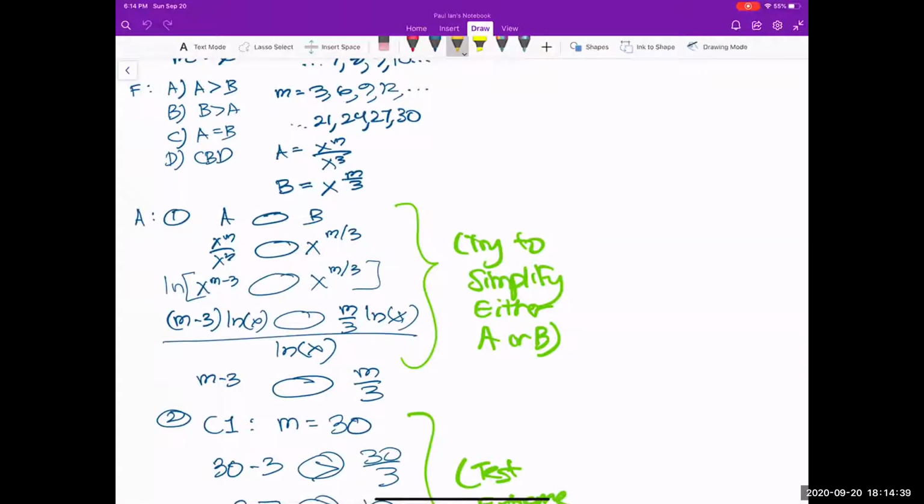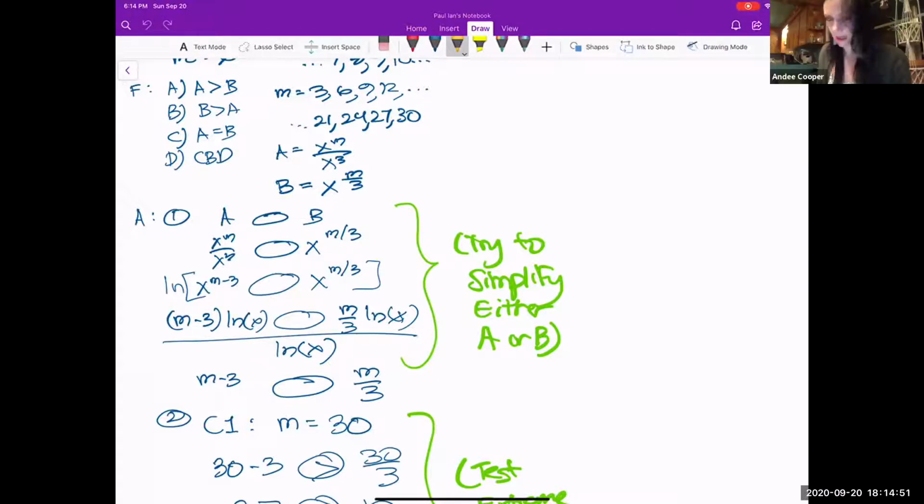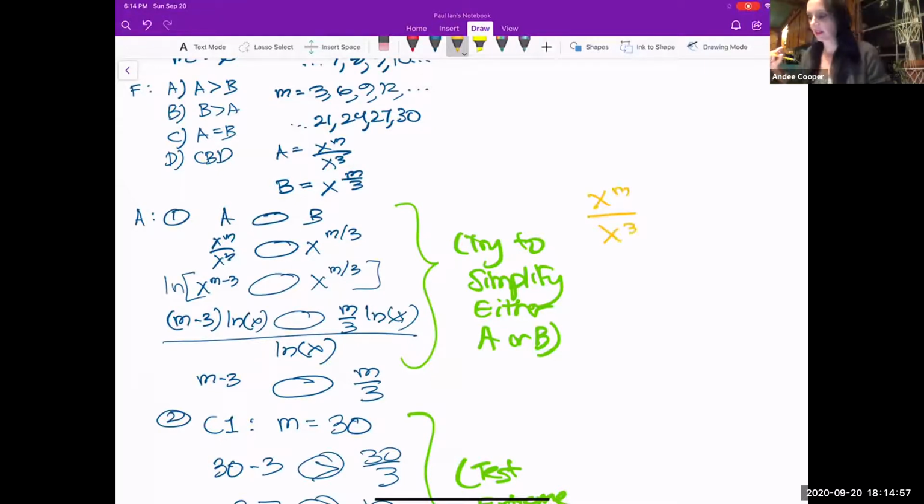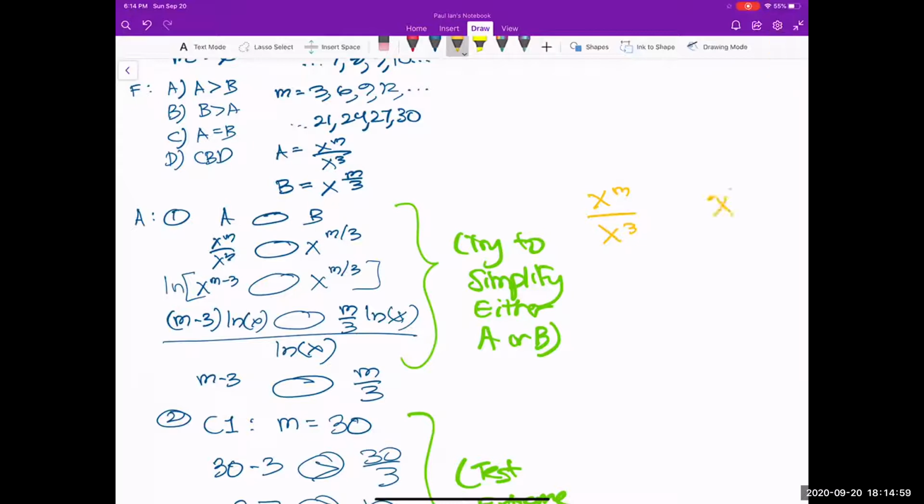X to the 3rd. Let me see if you can do that. You're going to multiply both sides by x to the 3rd. You could, I guess, yeah, to take out the fraction, right? Or is that not the right thing to do? Let's look at that. There's many things you can do. Okay, so let's try to do that one.